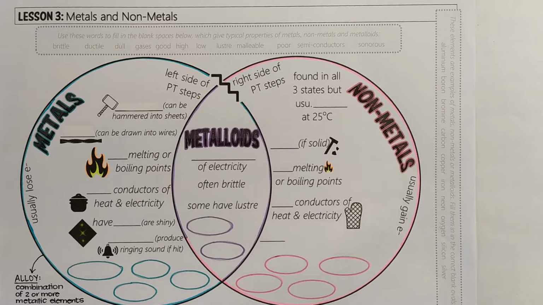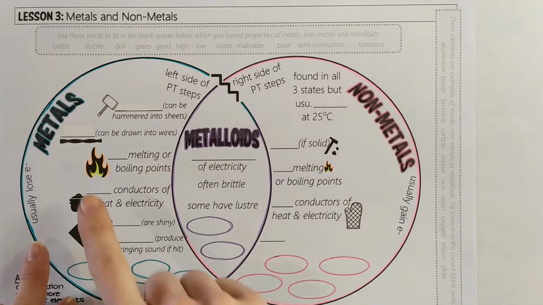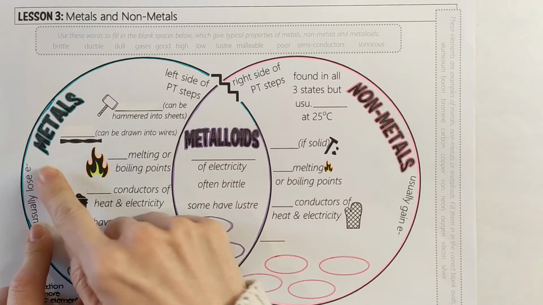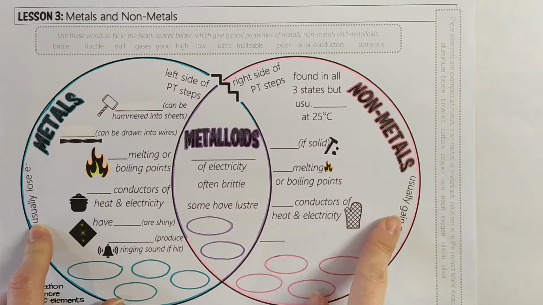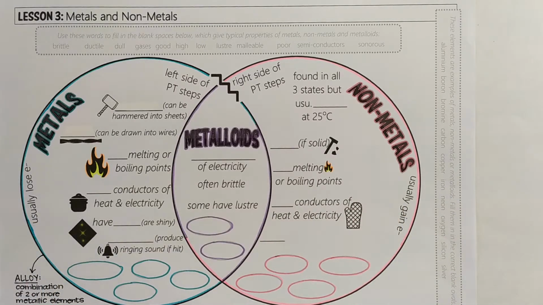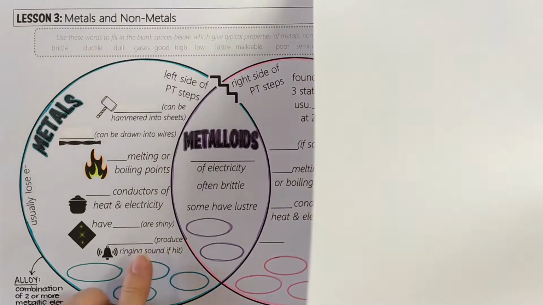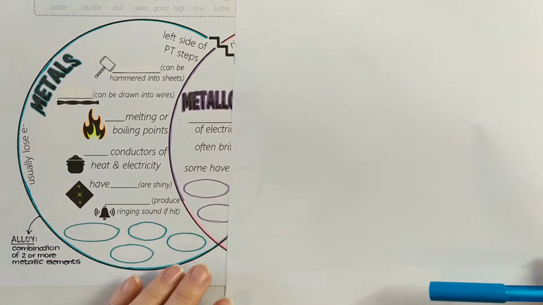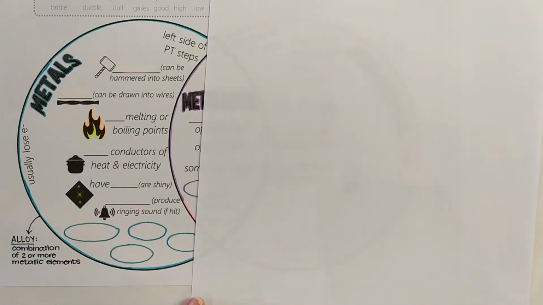The first major difference between the metals and the nonmetals is that metals usually lose electrons, whereas nonmetals usually gain electrons. But I'll tell you more about that in another video. For now, let's talk about some of the more obvious properties, and we're going to start with the metals.